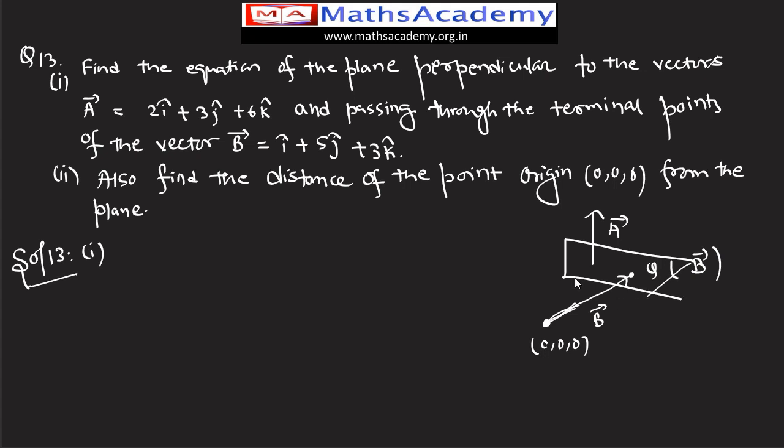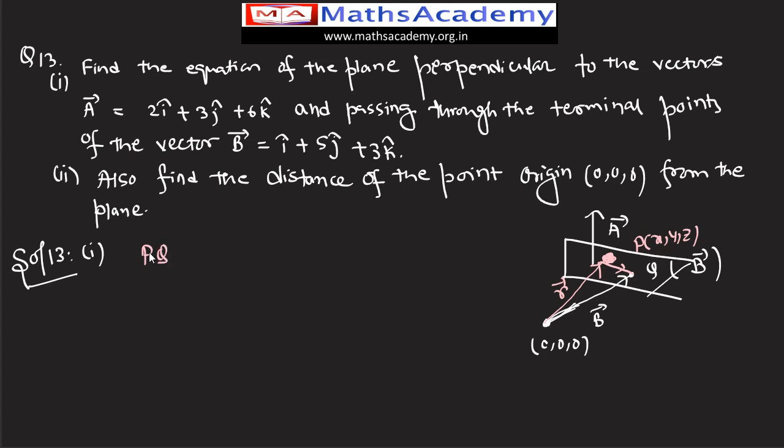Now on the plane I am going to take one arbitrary point, that is point P, whose coordinates are x, y, z. If you join it from the origin, you get the position vector of the point P. This vector I am calling r. Now joining P and Q, you get one more vector.